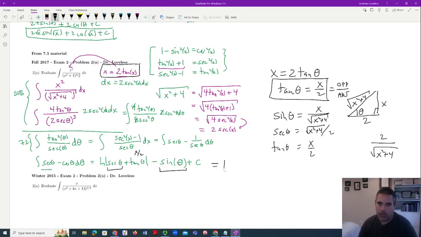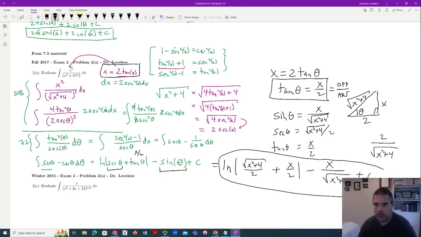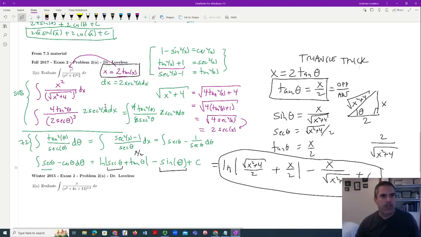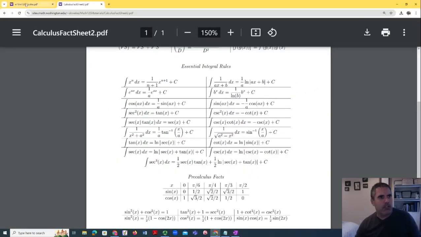And so now we can give our nice clean answer: square root of x squared plus 4 over 2 plus x over 2 minus x over square root of x squared plus 4 plus c. Whew. So those are the 3 steps. You do the substitution, you do a trig problem, and then you do this triangle trick. It's these 3 independent things. So that's fall 2017.